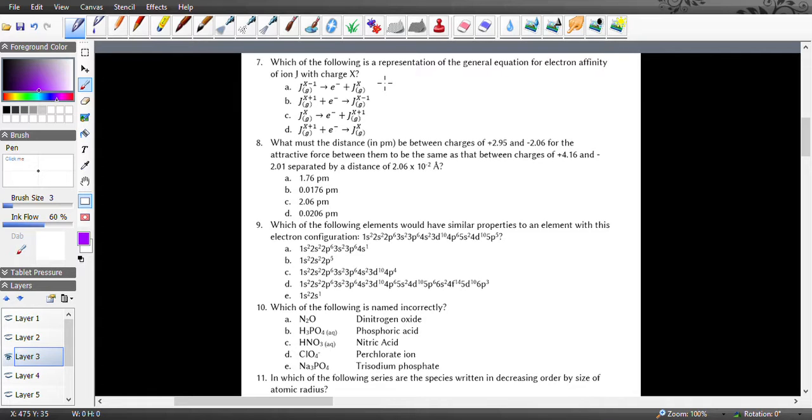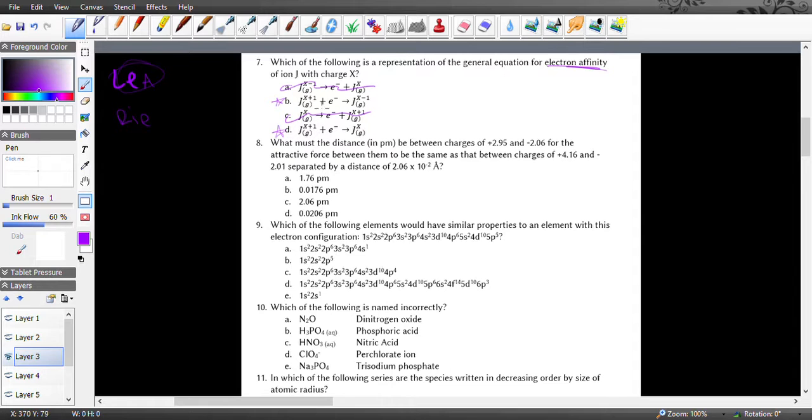LE for left, RI for right. So the electron's on the left when you're talking about electron affinity, and it's on the right when you're talking about ionization energy. We're talking about electron affinity, so we know it's going to be on the left. So nope. It's between this one and this one.